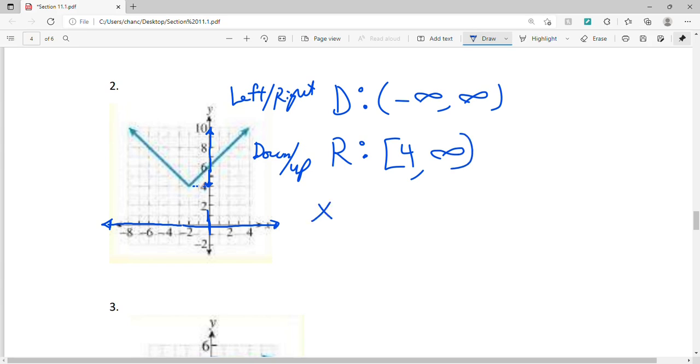Now, what is our x-intercept? Well, we don't have any. It doesn't cross the x-axis at all, so for the x-intercept, we'll say there's none. What is the y-intercept? That's where it crosses, and it looks like it crosses at the point 0, 6.